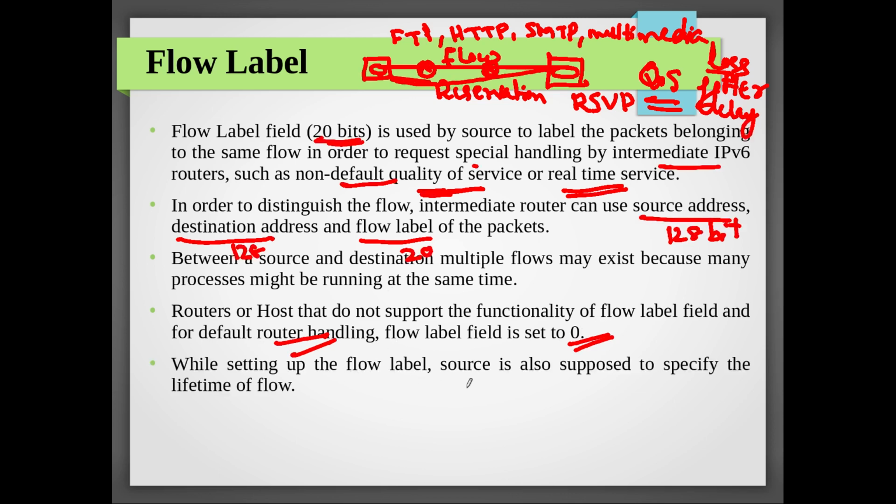Now while setting up a flow label, the source is also supposed to specify the lifetime of the flow. That is very important because you have to mention you started a flow, how long it is going to be valid. Sometimes a particular flow initiated at some time, maybe due to some network delay, may be looped at the intermediate routers and not received at the receiver properly. So that time you have to mention, as I already told you, in the current scenario the lifetime is typically 3 minutes or 180 seconds. This value may change in the future also.